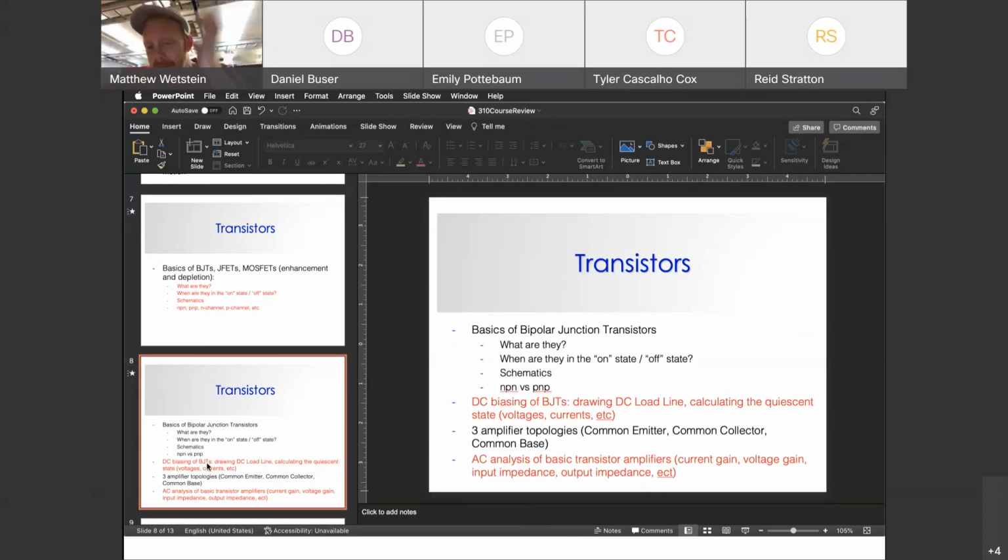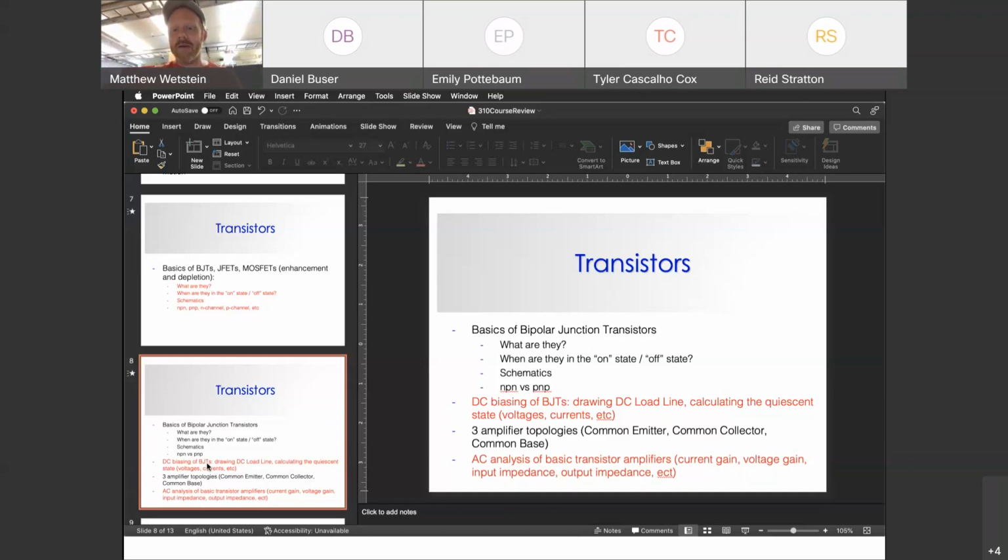So biasing BJTs, drawing DC load lines, calculating what the quiescent state is, knowing voltages and currents and those relationships. I'm probably not going to give you the hardest problem imaginable where you need to do systems of equations, but honestly, I think it'd be good to work through how to calculate the steady state of a divider bias, and I can talk about that a little bit. But you should know how the voltages change if you go across different branches and how different things relate to each other.